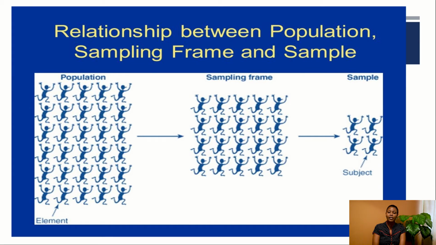If we look at this diagram, we are trying to relate population, sampling frame, and the sample. This population is the accessible target population. So from the population, then we list the sampling frame. You may be wondering, why do the elements in the sampling frame look fewer than in this population? The reason is because this population is target population. So from the target population, then we have accessible population, which we draw the sampling frame, and now from the sampling frame, we draw our sample. And you can see each and every individual in a sample is called a subject.